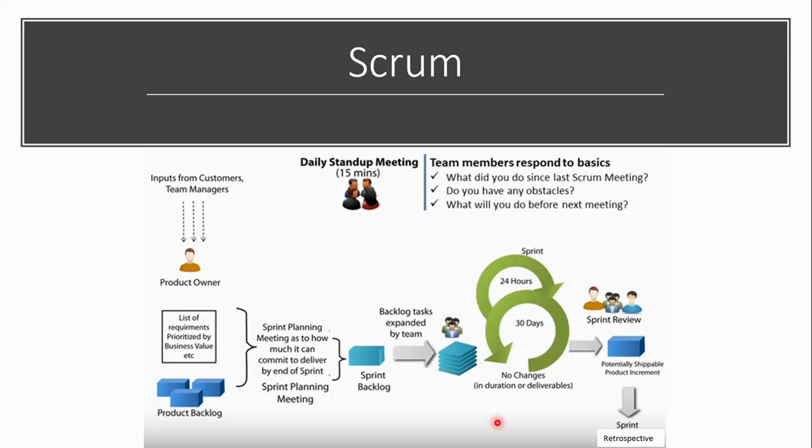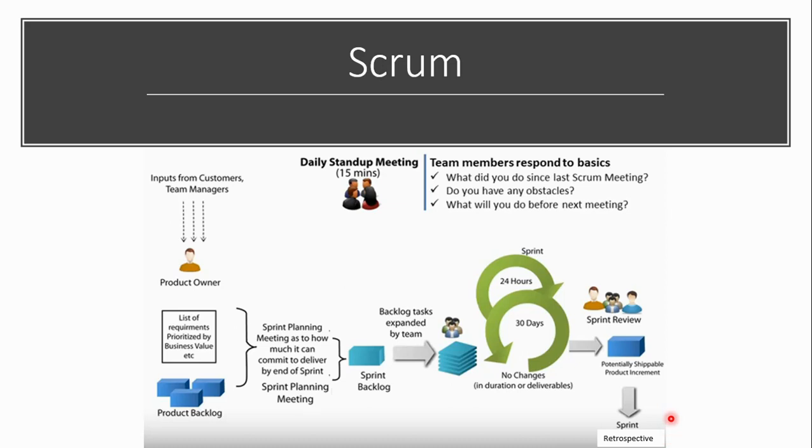Once everything is delivered, once the sprint is over, then there will be a shippable product, a product that the customer can see. So there will be a sprint review where the customer is involved, and your Scrum Master and the project manager are involved. The customer will come and see the product, and then you will take any feedback on it.